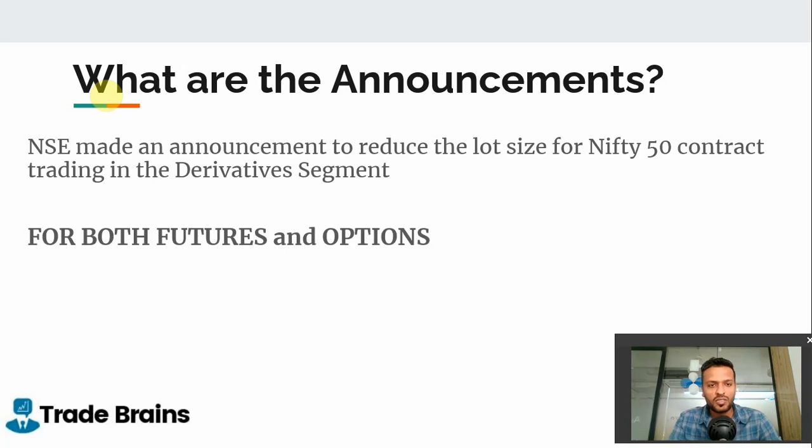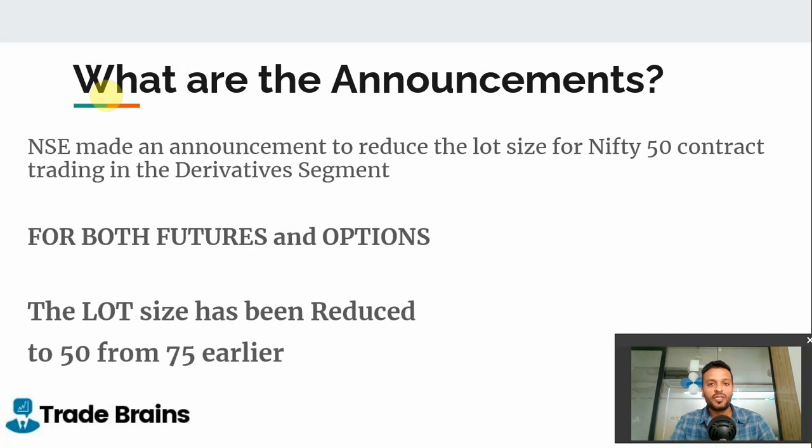Earlier, the lot size for trading the Nifty 50 contract in the derivative segment used to be 75. Now it has been reduced to 50, which means even the margin required has been reduced by almost 1/3. That is straight away going to increase retail participation, and the market is likely to see more volume and more volatility in days to come.